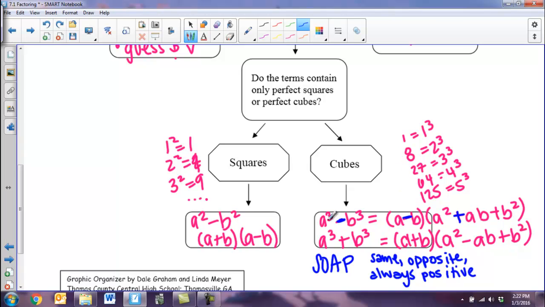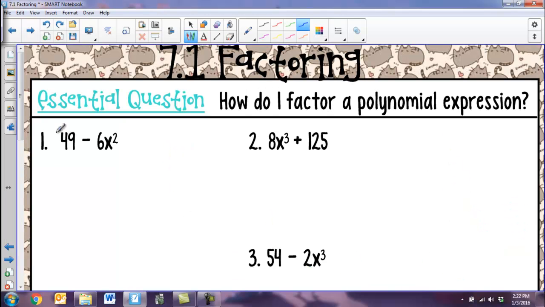And again, you're just going to take the cube root of the first term and plug it in wherever you have an A, and then you're going to take the cube root of the second term and plug it in wherever you have a B. Okay, so that's kind of a helpful flow chart for you to figure out how to factor stuff. So let's use that flow chart in order to do some examples.